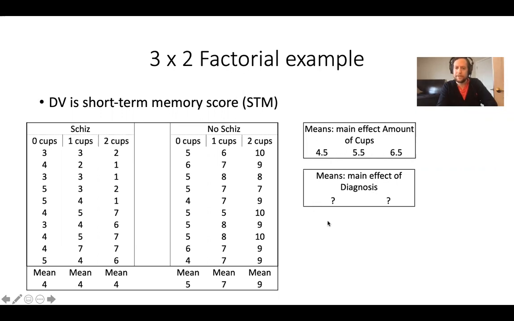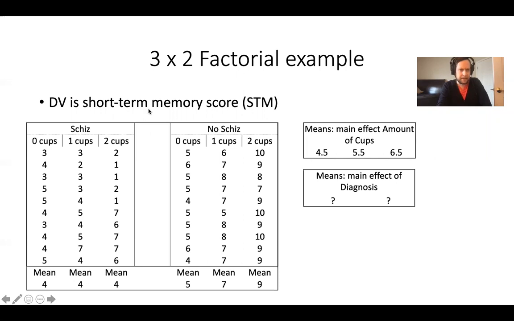Basically, what we want right here is the mean short-term memory score of people with schizophrenia, and we don't care how much coffee they drank. We only care about the mean score of all the people in the study that had schizophrenia, and then the mean score of all the people right here. These are the people that did not have schizophrenia. So we have a bunch of answers. Let's take a look.